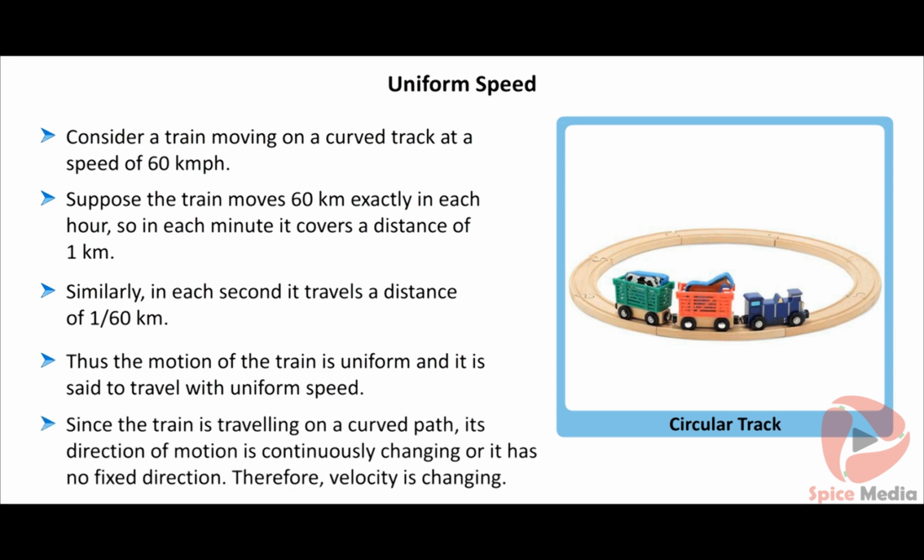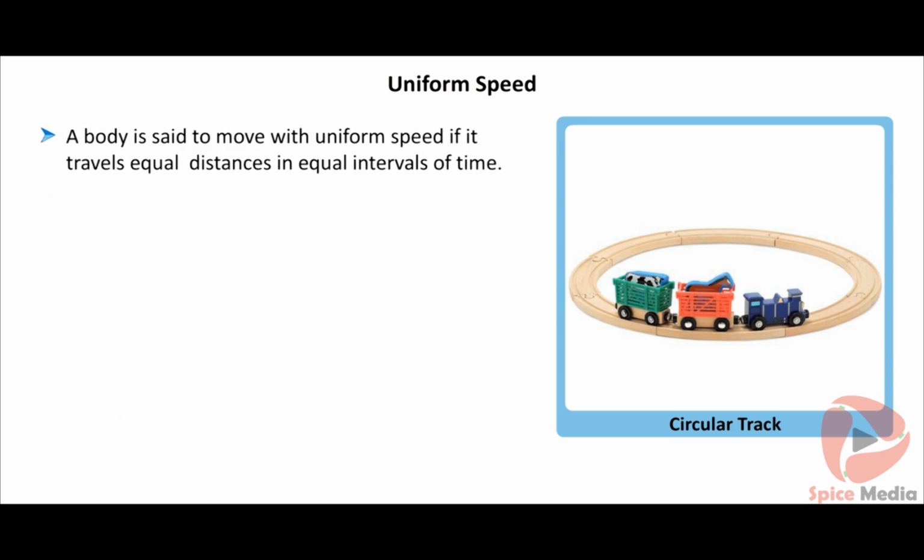Since the train is traveling on a curved path, its direction of motion is continuously changing, or it has no fixed direction. Therefore, velocity is changing. A body is said to move with uniform speed if it travels equal distances in equal intervals of time. In ordinary conversation, the words velocity and speed are often interchanged. But in science, it is important to distinguish between these two terms.